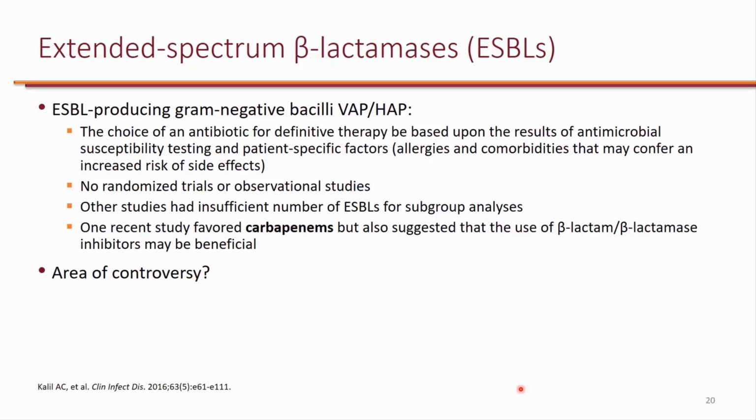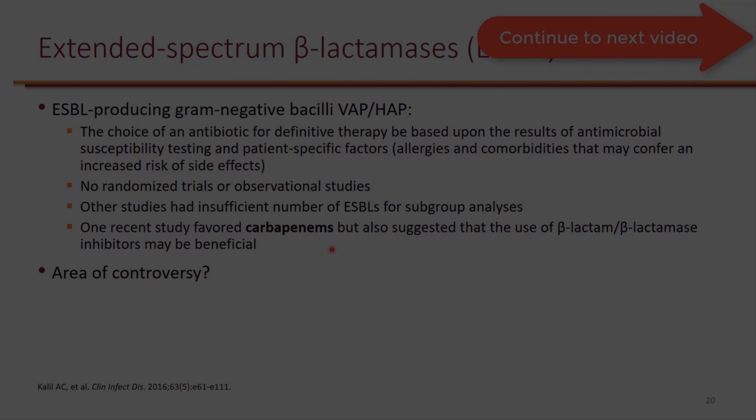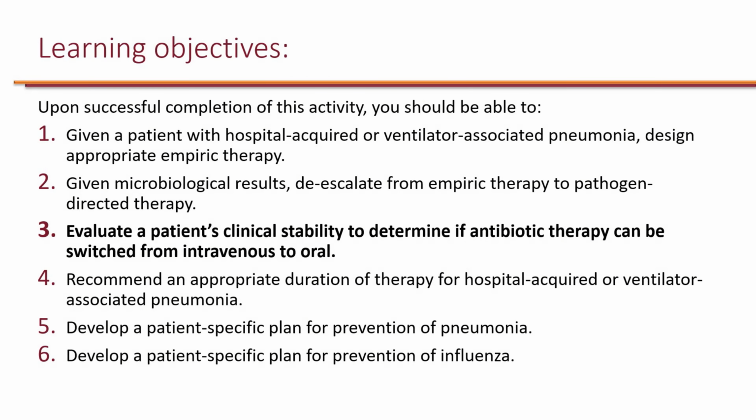Now, historically, we have said that carbapenems are the drug of choice for ESBLs, and it has been subject to some controversy in recent time. Recently, there was a study, the Merino study, that showed that when it comes to bacteremia, carbapenems are better than piperacillin and tazobactam because they reduce mortality. So my recommendation is to also use carbapenems for pneumonia. But basically we have limited data when it comes to pneumonia with ESBLs. We designed appropriate empiric therapy for HAP and VAP, and we de-escalated from empiric therapy to pathogen-directed therapy.